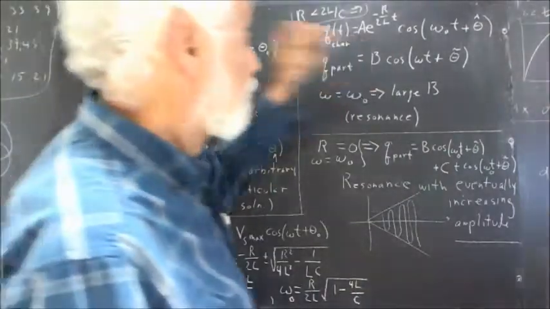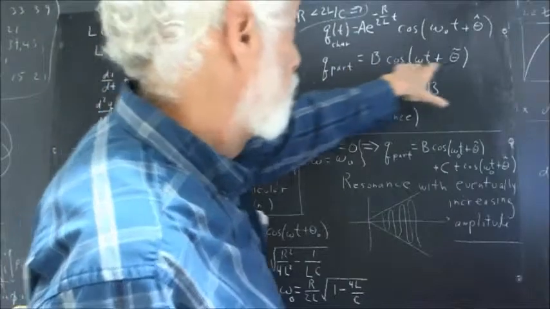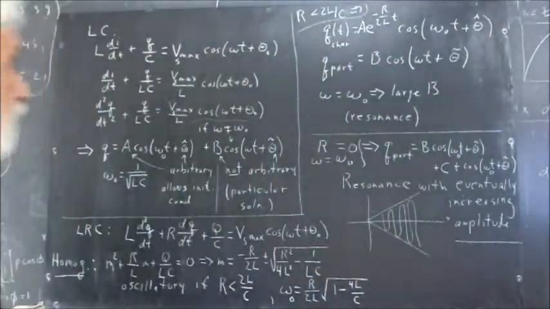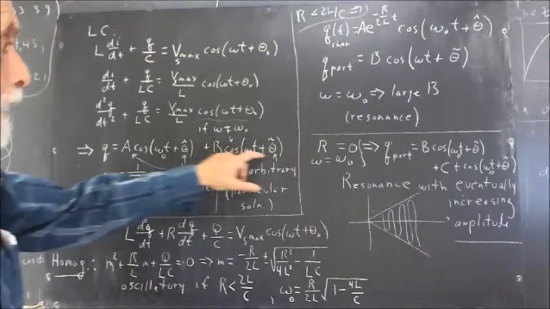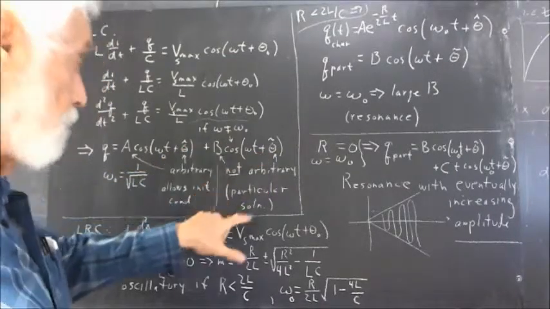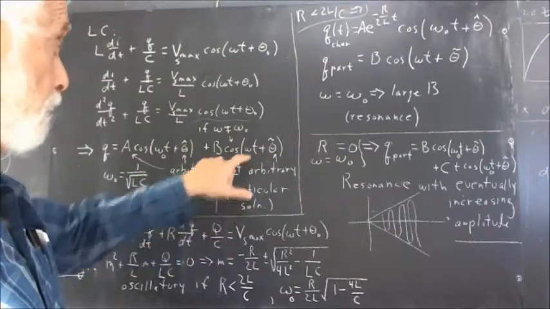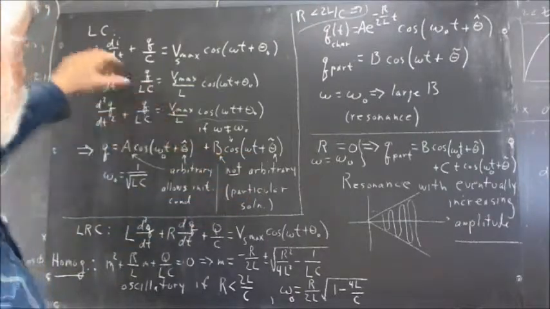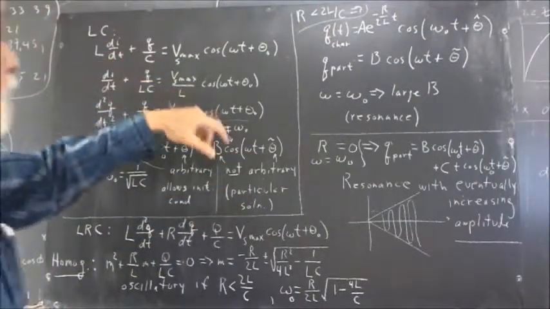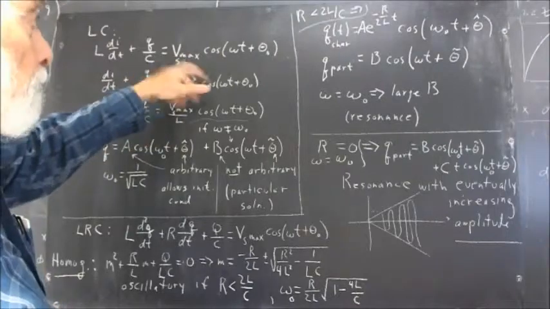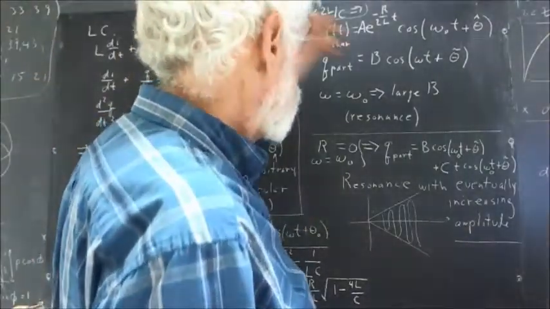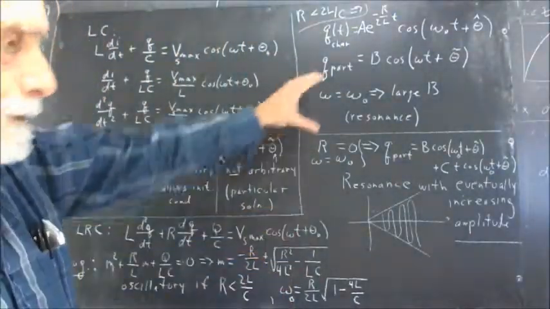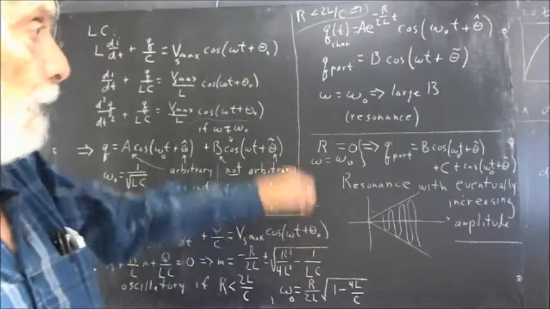Then you have a particular solution of the form B cosine omega t plus theta tilde, which is what we have over here, where B and theta tilde are not arbitrary. They come from the particular solution, and they depend completely on the values of L, C, and Vs, and I suppose of theta hat here, theta naught. We get this solution, okay? Now, you're not going to be asked to do this, just giving you the context, okay?